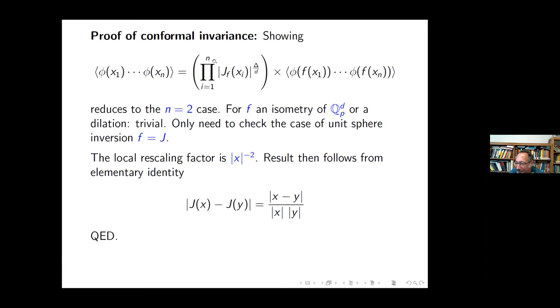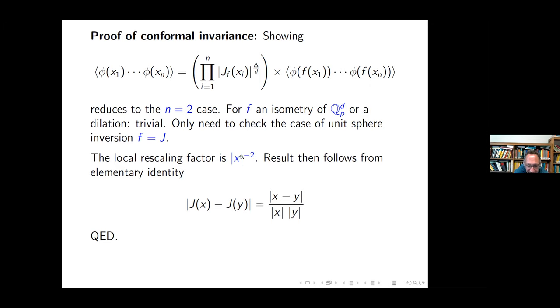This is the Radon-Nikodym derivative. So basically, because it's Gaussian, it reduces to the n equal 2 case. Now for F an isometry, it's trivially equal. For a rescaling, by homogeneity, you just see that it works. You just need to check the case of the inversion.